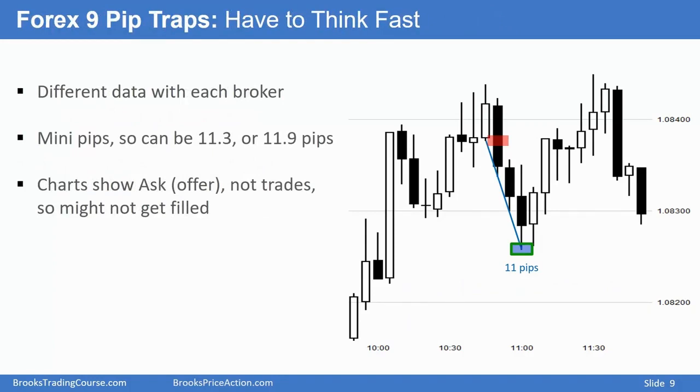Different brokers provide different data. Also, there are mini pips, so instead of 11 pips, it could be 11.3 pips, 11.9 pips. Also, because some charts only show the ask, the offer, and not the actual trades, you might not get filled even though it looks like you're getting filled. So Forex traders trying to scalp for 10 pips, that's a difficult thing to do. Most Forex traders should not be doing that. But experienced Forex traders can do that. But they can only do it if they can think fast. They have to make quick decisions.